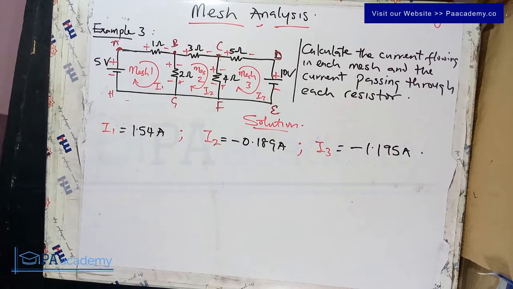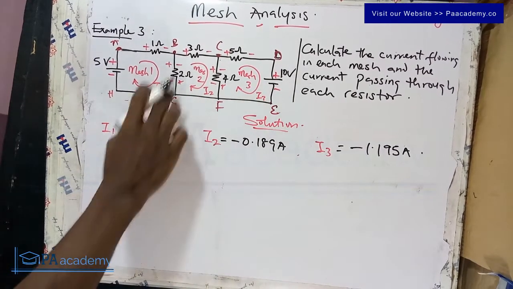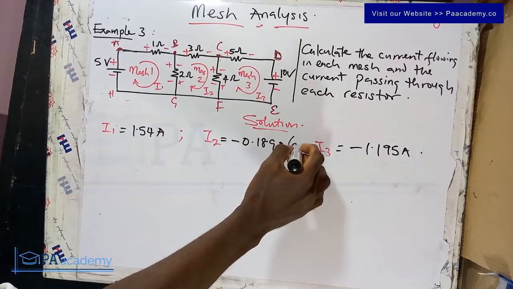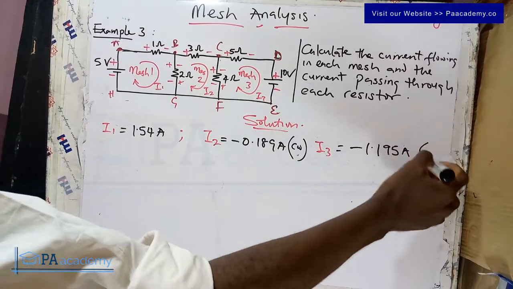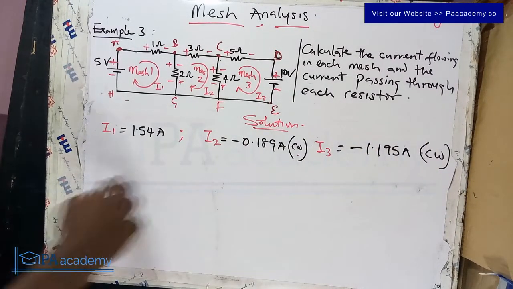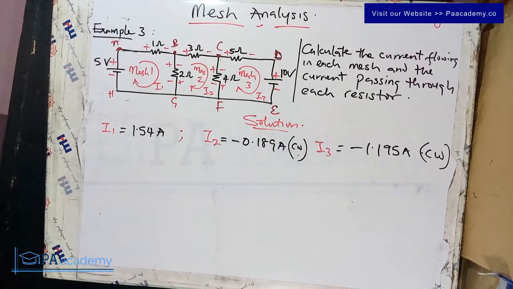If you want to go further, you can just indicate that in calculating your i2, you took your direction in a clockwise direction. Same thing for i3, clockwise direction. So it might just guide whoever is looking at it that you took it in a clockwise direction. That's why you are having a negative answer.